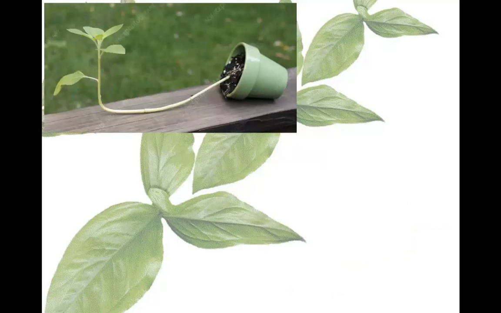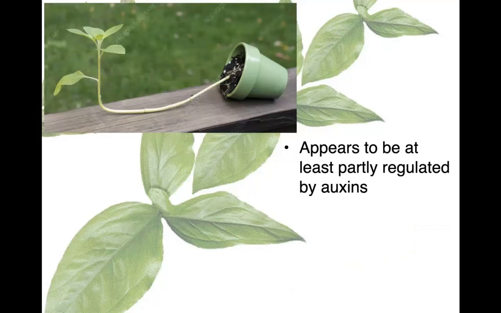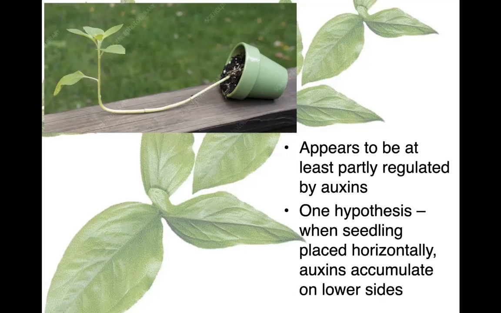So this is an example of gravitropism. They basically laid the plant on its side and it uprights itself. This, just like phototropism, is regulated by auxins. And similarly, the way that phototropism works, when you put it on its side, the auxins gather on the bottom and cause the plant to elongate to an upright position.